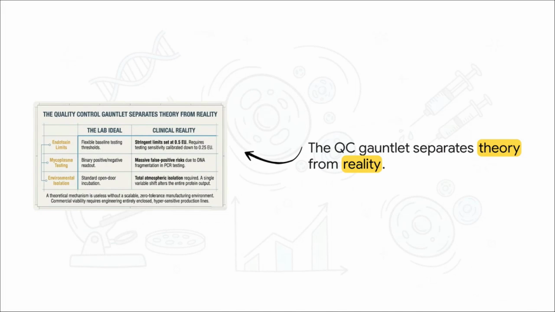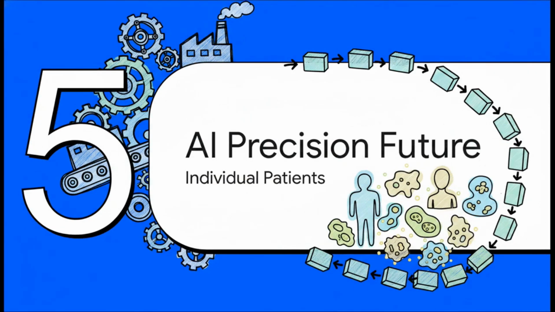In the lab, you might have some wiggle room. In a clinical reality, endotoxin limits are set at a shockingly strict 0.5 EU. Mycoplasma testing isn't just a simple yes or no. Clinical production faces massive risks of false positives just from harmless DNA fragmentation during PCR testing. You need total atmospheric isolation. Because I kid you not, just opening a door at the wrong time can alter the entire protein output of your batch.